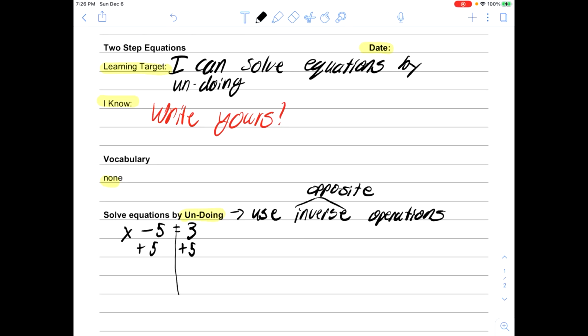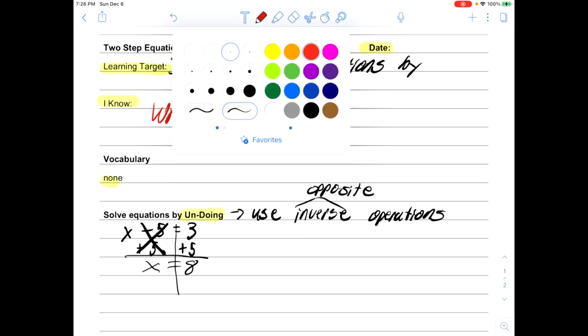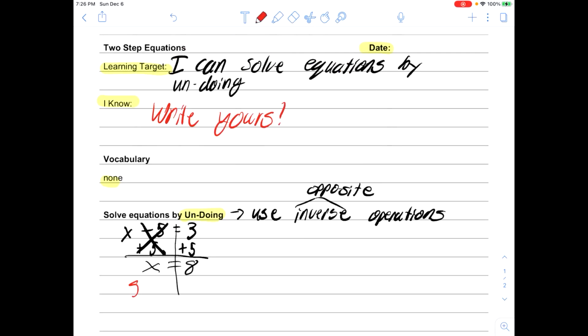Now, because subtract 5 and add 5 are opposites, these two things cancel each other out. And I'm left with just an x, and then equals 8. Now I can go back and check this. I want to know, does 8 minus 5, does that equal 3? And the answer is yes.